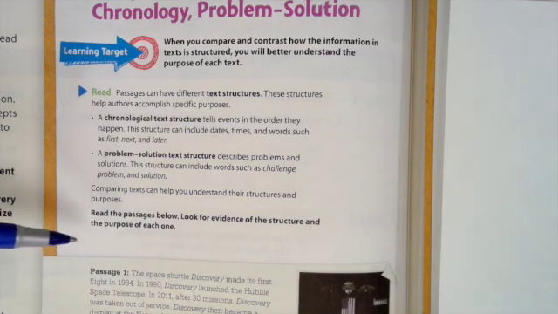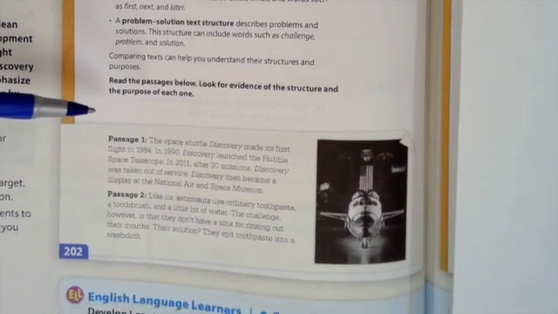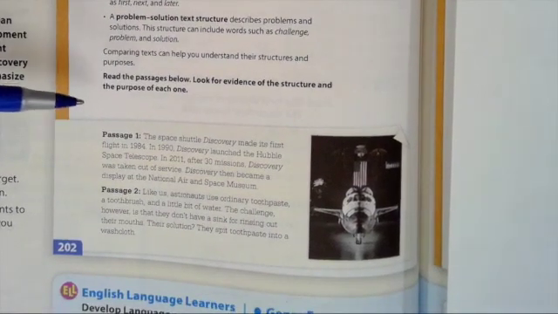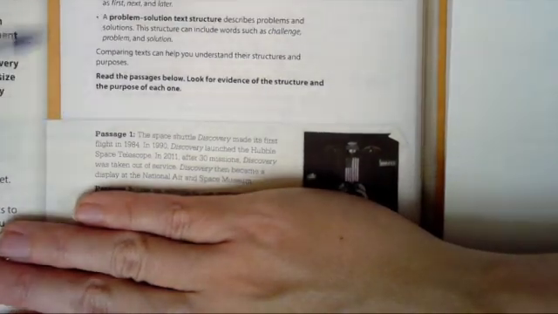So we have two passages, and we're going to look for the structure and the purpose of each passage. We're going to start with just the first passage. We're going to ignore the second passage for a minute and just focus on the first passage.